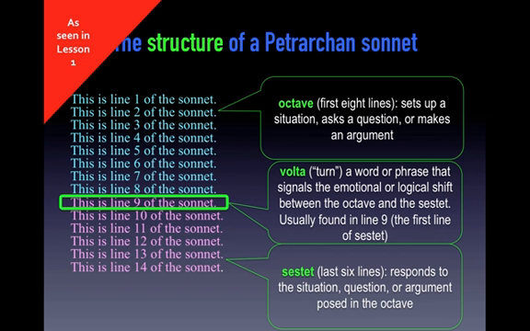The Petrarchan sonnet consists of an octave and a sestet. The octave sets up a situation, and the sestet responds to that situation. There's a logical relationship between the parts of the poem, and they work together to make the poem's meaning. As you will soon see, this is true of the English sonnet as well.